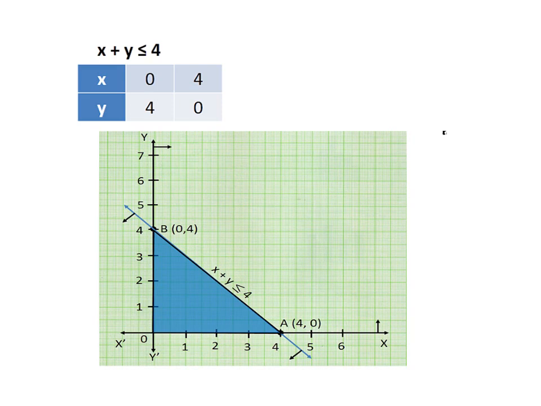This triangle is called the feasible region. Now the corner points are nothing but the vertices of the feasible region. What are the vertices of this triangle? Obviously O, A and B. So the values of O, A and B will be taken as the corner points. These 3 points will be taken as corner points, and we will substitute the respective x and y values in the given objective function, which we will do next.